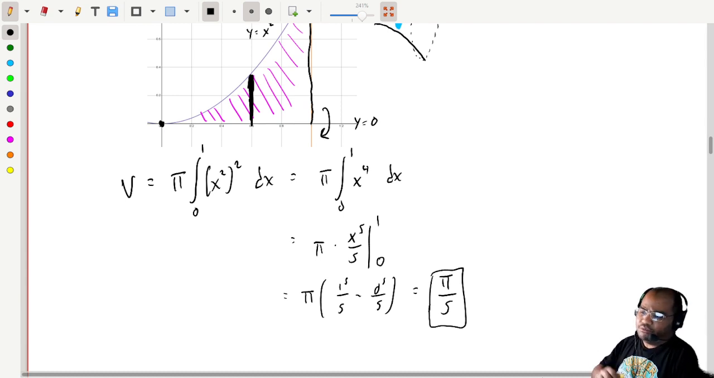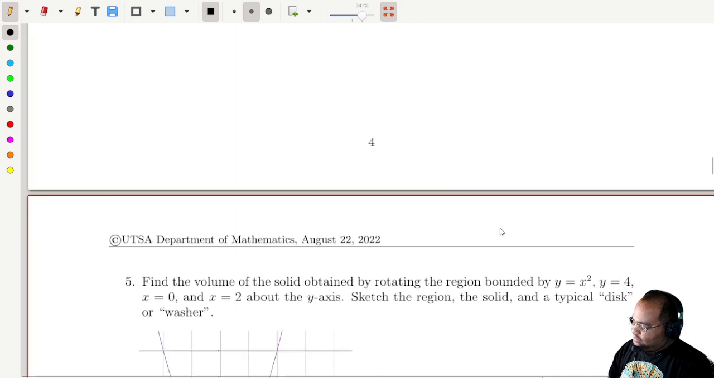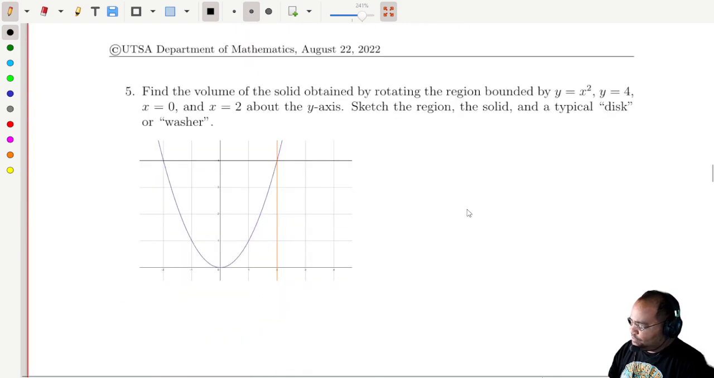So a very simple example of how to find this volume using slices via disks. Here we're still using our same principle of integrating our area function. Now we're using a special area function here just for circles. Let's move on to our next one here.